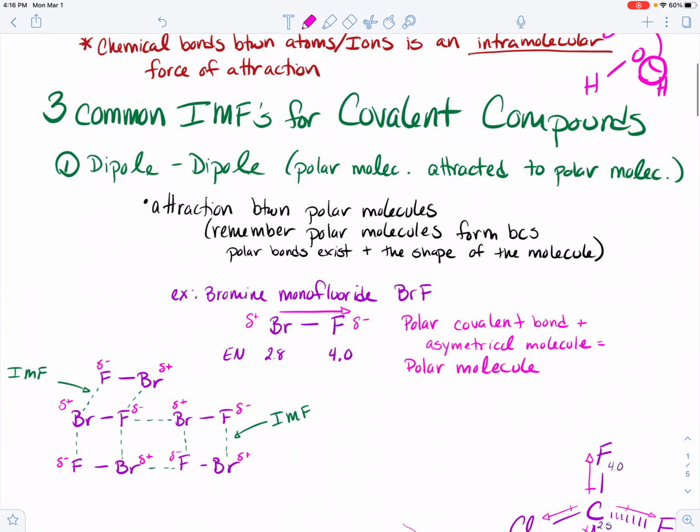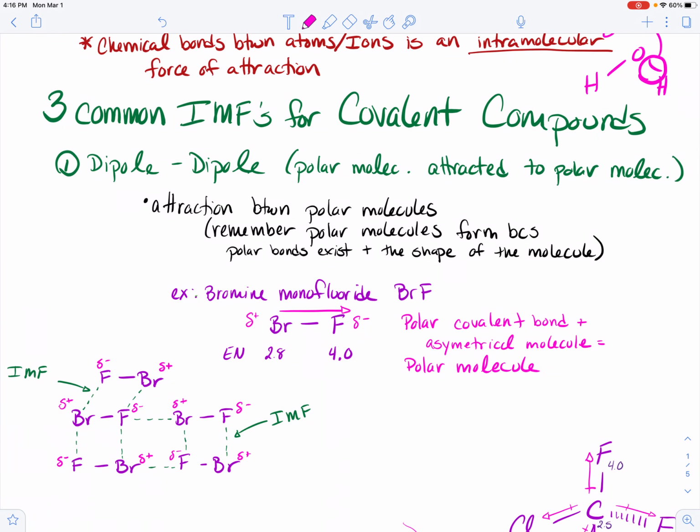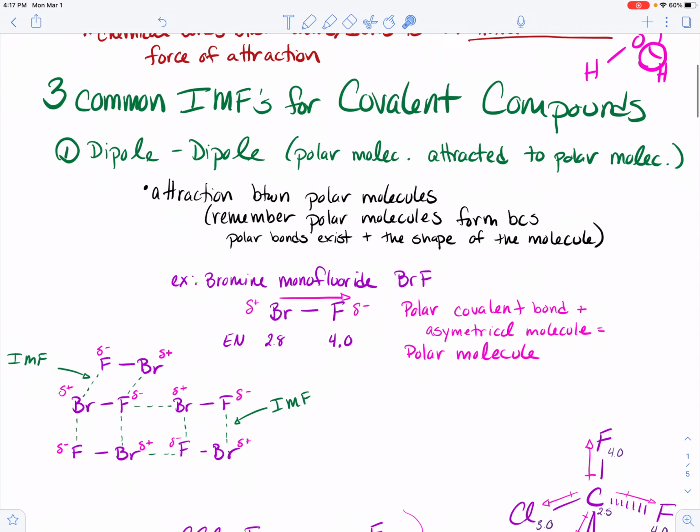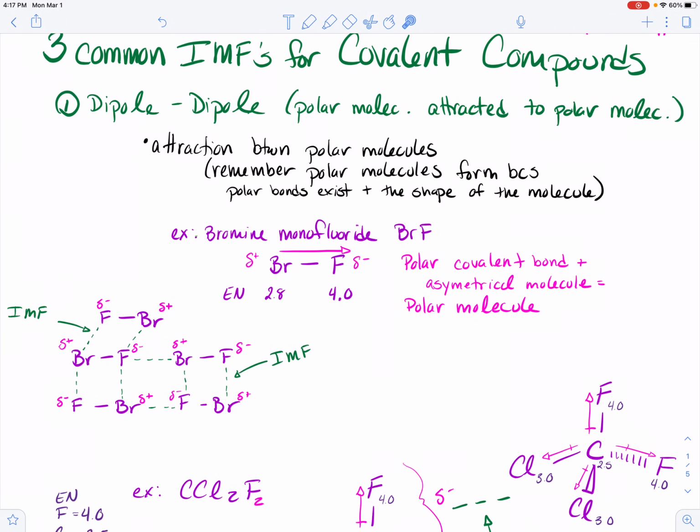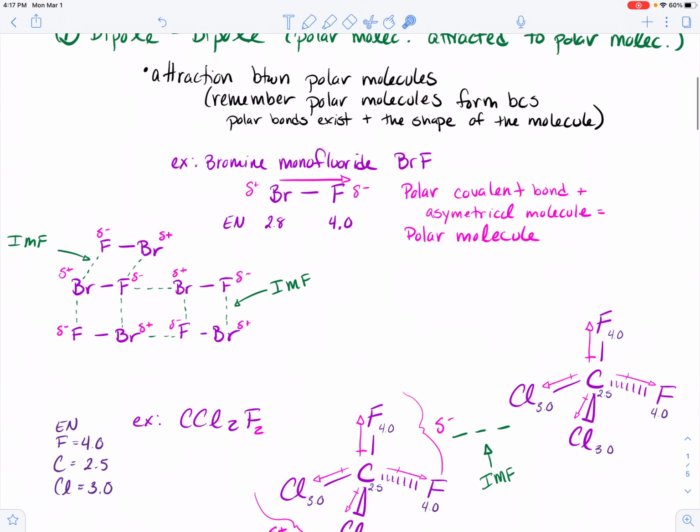There are three common intermolecular forces for covalent compounds. The first one is called a dipole-dipole. Again, dipole meaning two poles, that slightly negatively charged pole and that slightly positively charged pole. So this is what happens when polar molecules are attracted to other polar molecules. Remember, polar molecules often form because first polar bonds exist and because of the shape of that molecule, its VSEPR.